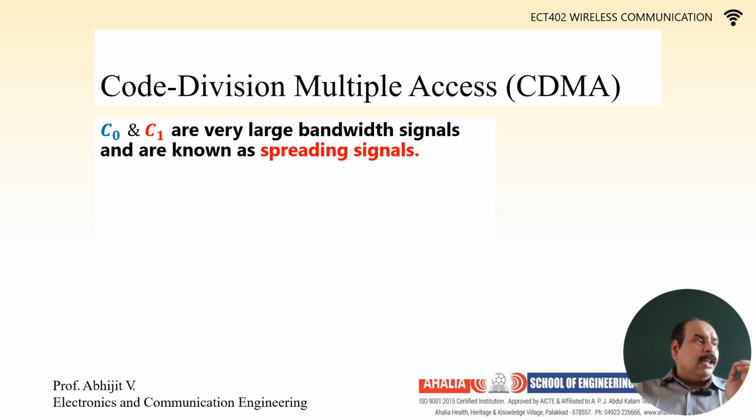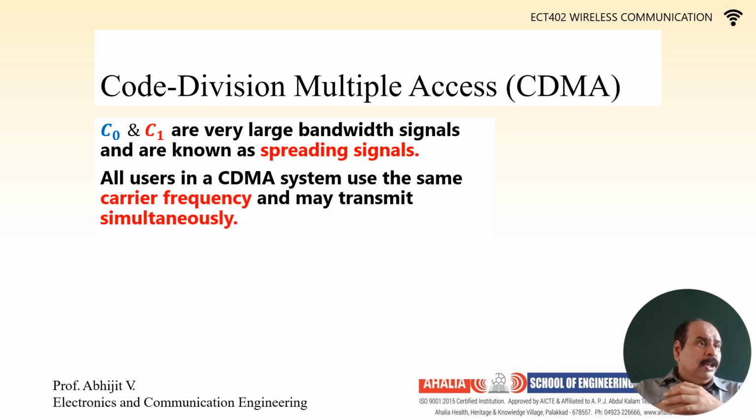So C0 and C1 are generally known as spreading signals. Some of the points we'll write and then we'll see what they are. All users in a CDMA system use the same carrier frequency and are able to transmit simultaneously. Now why is this point important? Can any one of you tell me why this point is important? Anybody? Till the development of CDMA, we were not able to use the entire carrier frequency or the entire time slot because we were either using FDMA or TDMA.